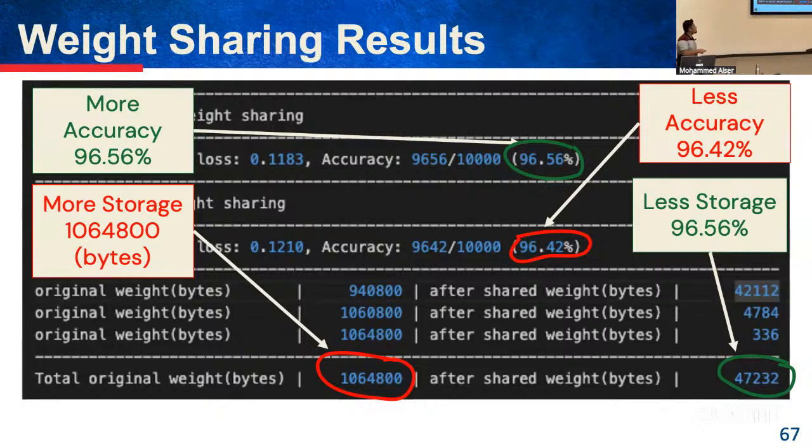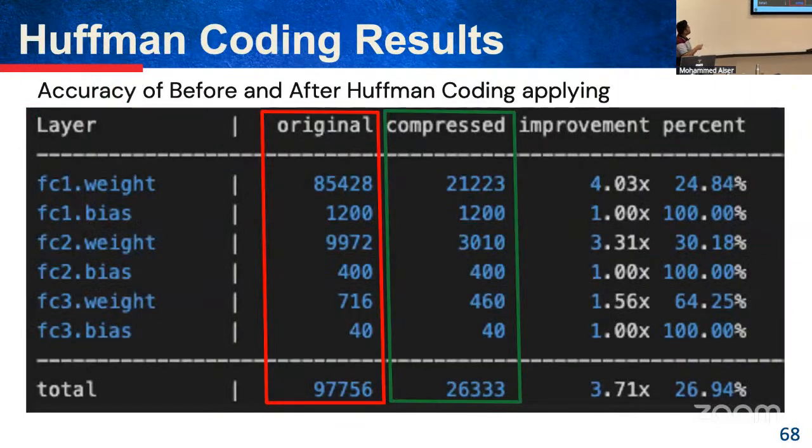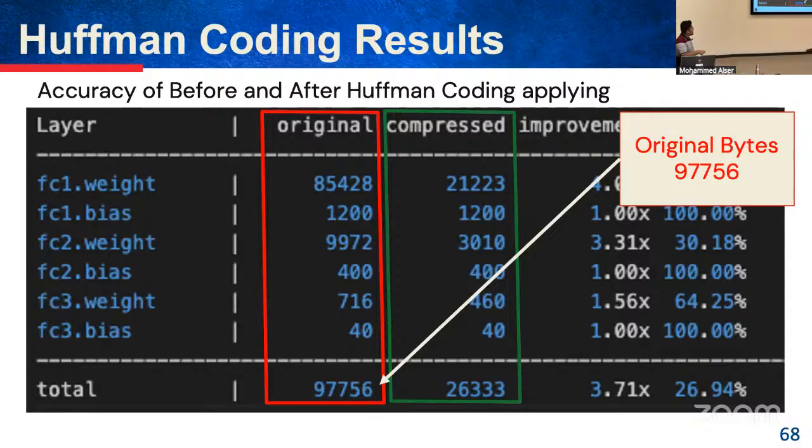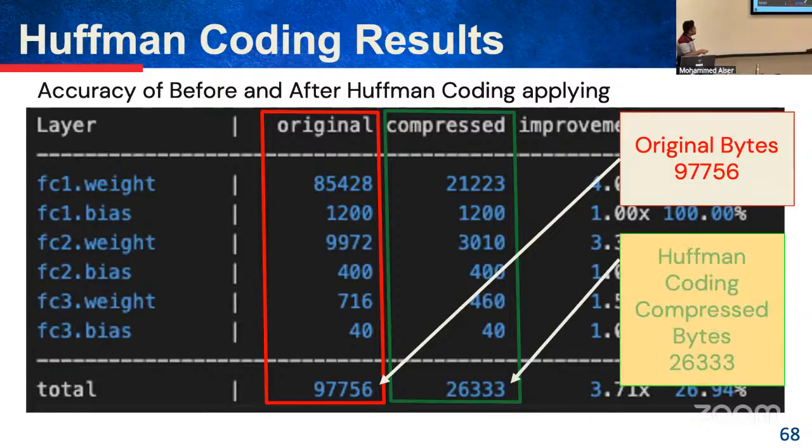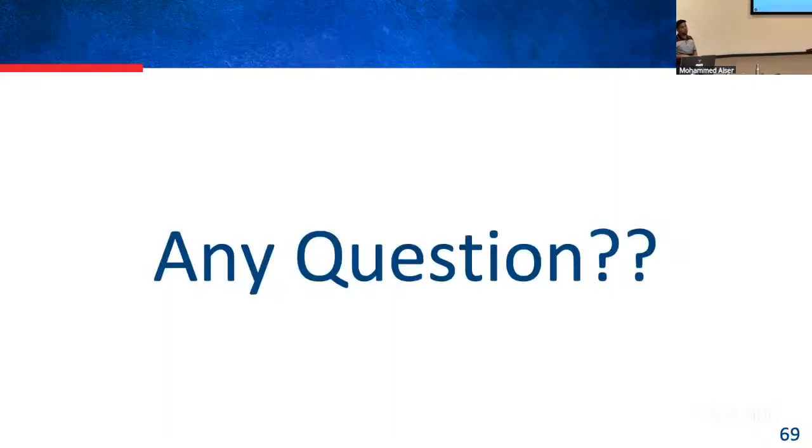Go next. This is the Huffman coding result. We can see that before, the total bytes needed were 97,000, and now after using Huffman coding, we only need 26,000. Okay, go next. Any questions?